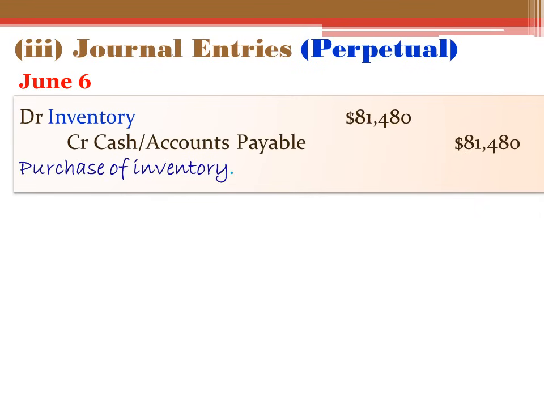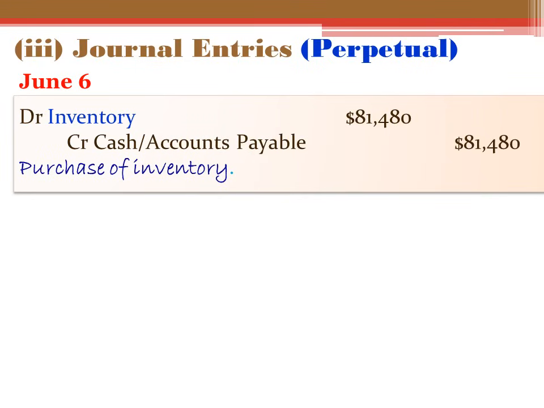Remember that on June 6, we purchased 70 units, and the total dollar value was $81,480. Under a perpetual inventory system, the purchase of inventory is recorded as an asset. So on June 6, we debit inventory $81,480 and we credit either our cash or our accounts payable $81,480. Notice I put either cash or accounts payable since it wasn't stated clearly whether it was a cash purchase or a purchase on account.